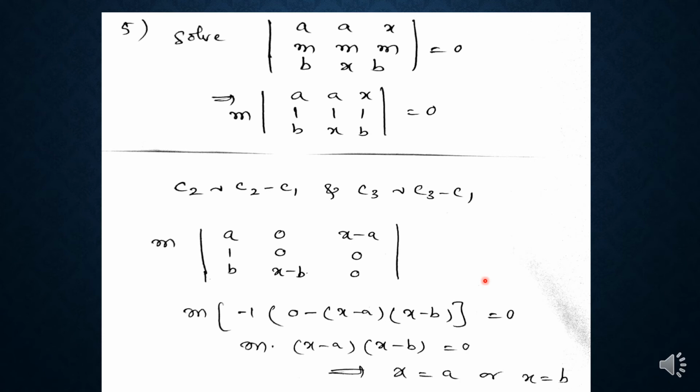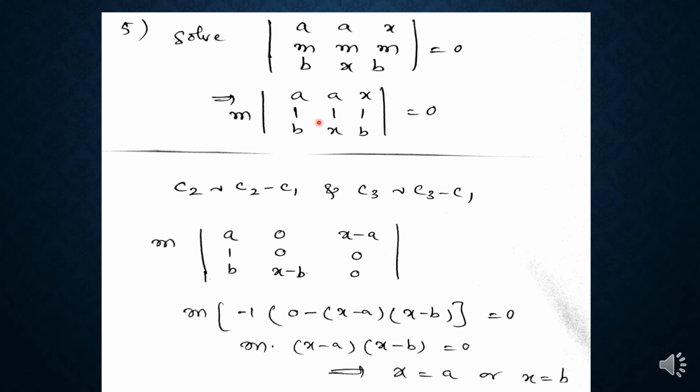If we observe this determinant in the second row, m's are common. All three elements are m. So by taking m as common, we can write this determinant as m into a, a, x; 1, 1, 1; b, x, b is equal to 0. Now we know that if we observe any three ones in a row or column, we can make two ones as zeros by using row operations or column operations, so that we can find the determinant value very easily. So here three ones are there.